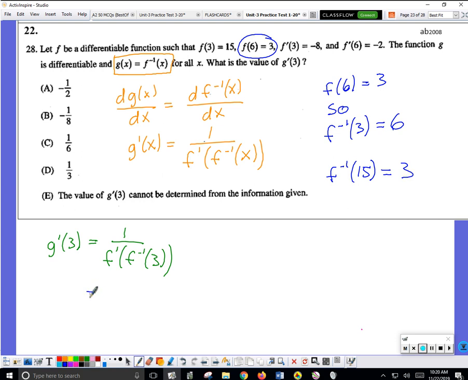So now we have this. Back to the big picture, right? So that equals -1/2. Question?